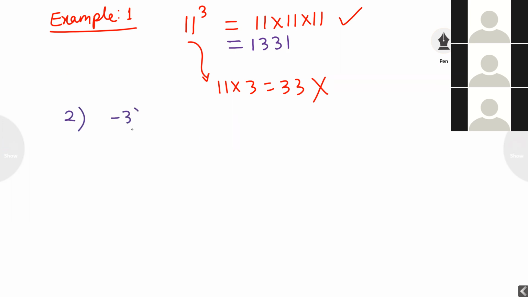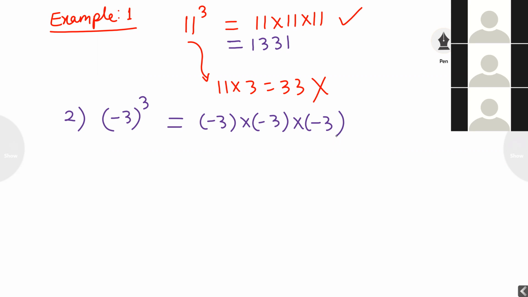Second example, minus 3 cube. Minus 3 cube means I want to multiply minus 3 three times: minus 3 into minus 3 into minus 3. Now students, here one concept is there. Already I explained, if the negative sign is coming an even number of times, the answer will always be positive. If the negative sign is coming an odd number of times, the answer will always be negative.